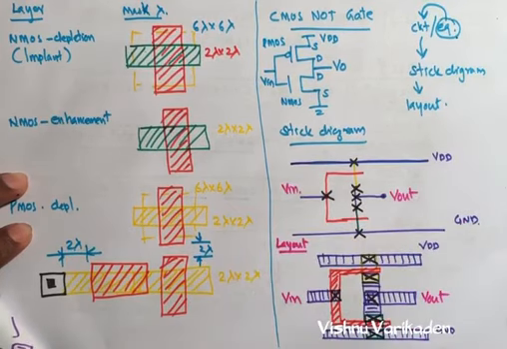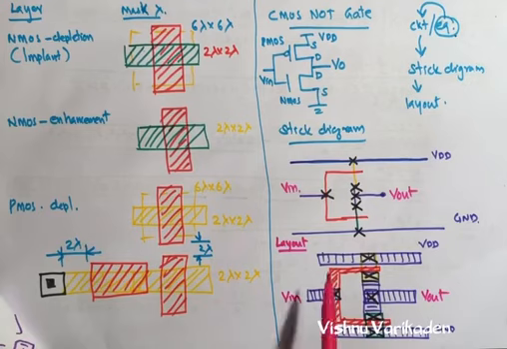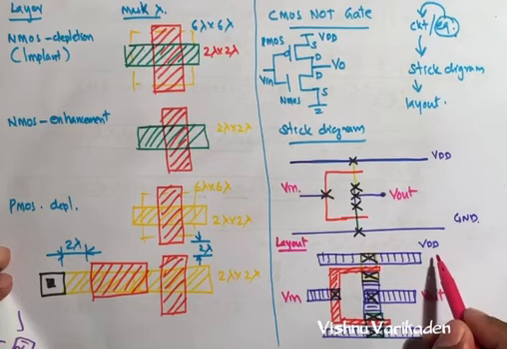So this is how we can make the circuit diagram of a CMOS circuit, make the stick diagram, and make the layout from the stick diagram. Also, if you are thinking about the lambda based design rule, you can assign the sizes to each layer. For this it is 3 lambda.